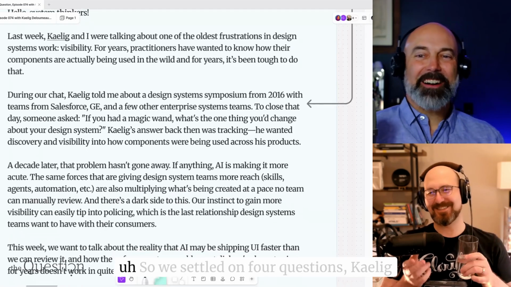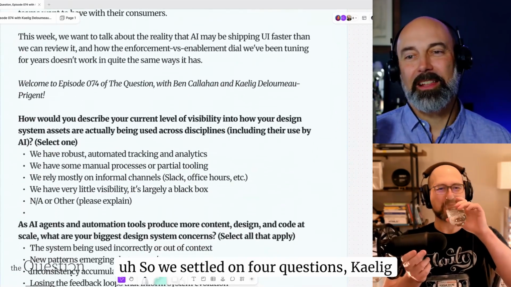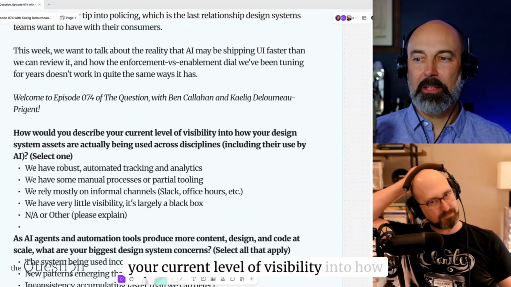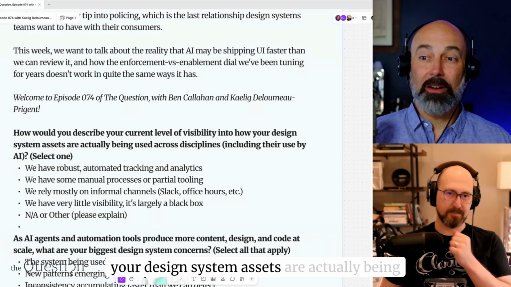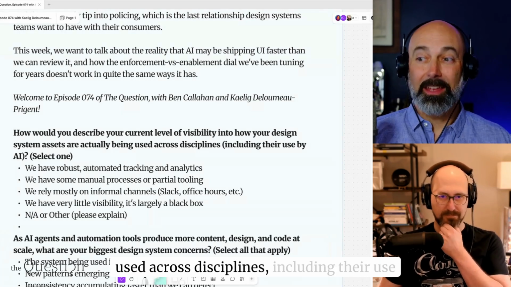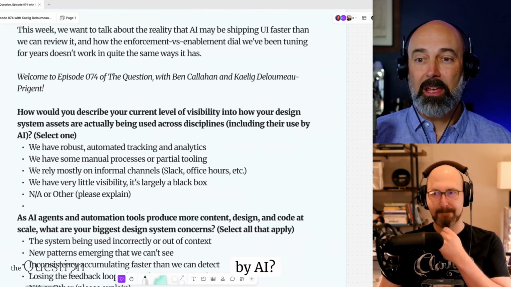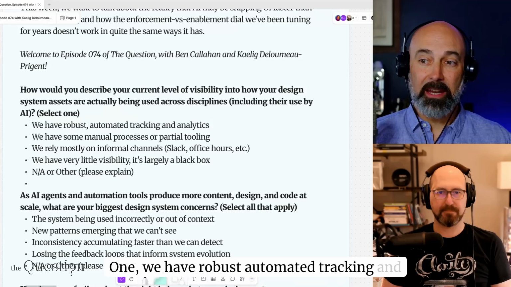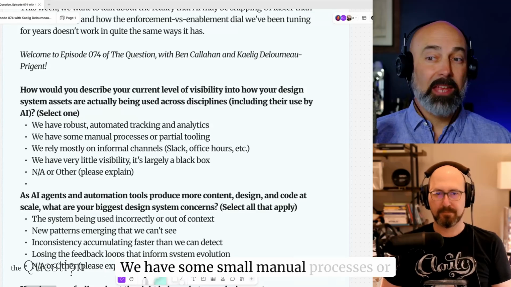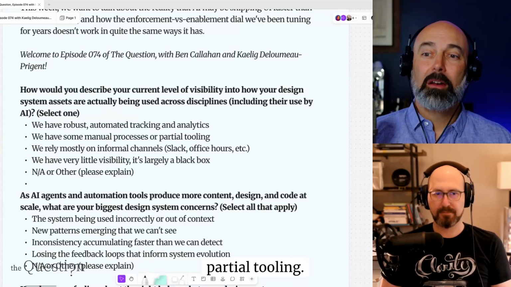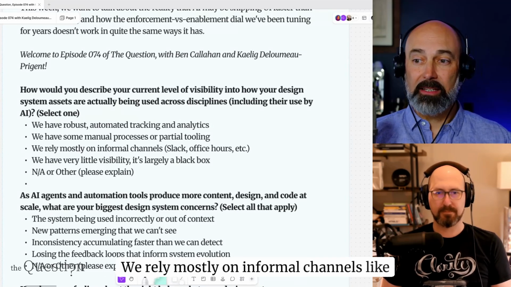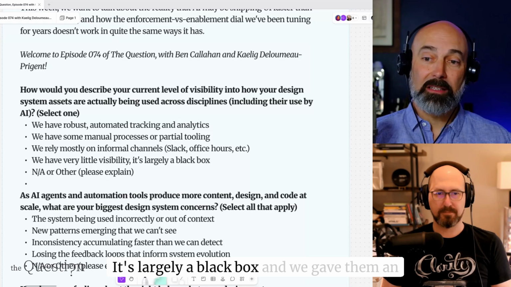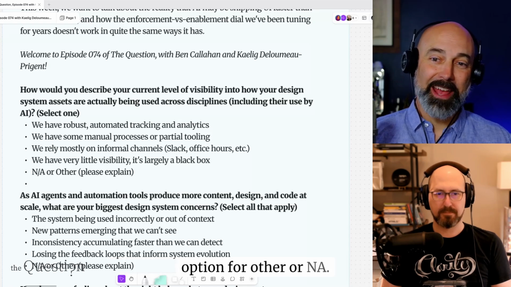Yes, do it. So we settled on 4 questions, Kaelig. The first one was, how would you describe your current level of visibility into how your design system assets are actually being used across disciplines, including their use by AI? And we gave folks a handful of choices. One, we have robust automated tracking and analytics. We have some small manual processes or partial tooling. We rely mostly on informal channels like Slack or office hours. We have very little visibility. It's largely a black box. And we gave them an option for other or NA.